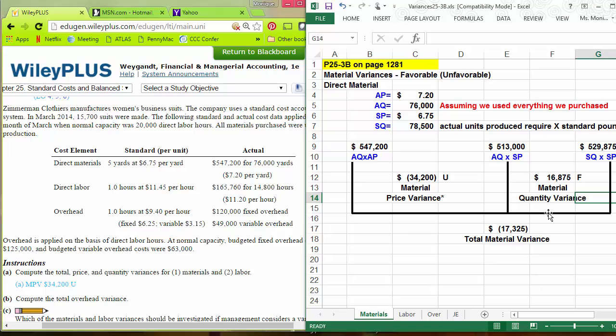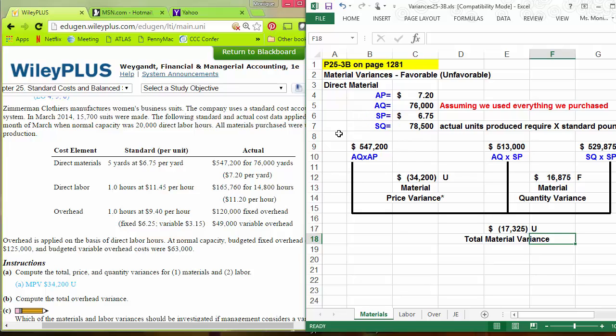And then what you'll do is you can either take the net of these two variances to get your total material variance, so unfavorable $34,200 and a favorable $16,875 will give us an unfavorable total variance of $17,325.